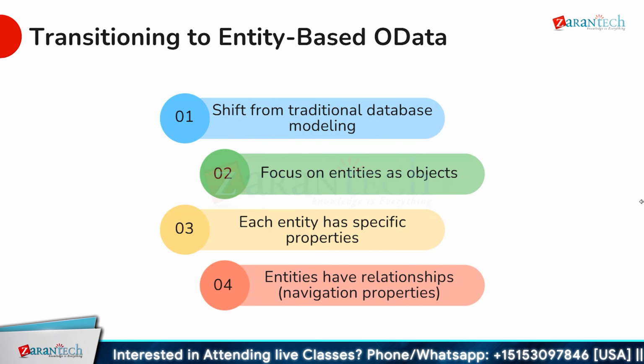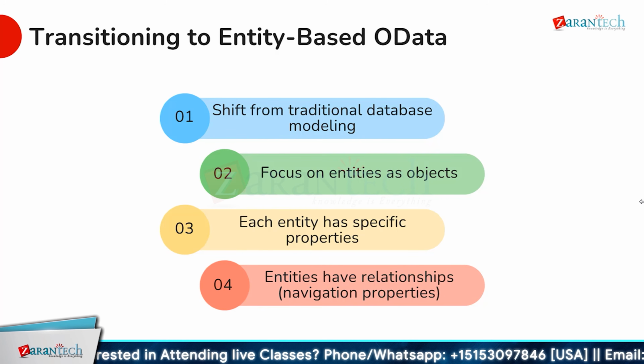Have you ever wondered how to make data management easier and more efficient? Transitioning to entity-based OData is a great way to achieve that. In this approach, we move away from traditional database modeling and focus on entities as objects. Each entity represents a real-world object such as a product, customer, or order. This object-oriented approach makes it simpler to understand and manage the data. Each entity has specific properties that describe its characteristics. For example, a product entity might have properties like name, price, and description.